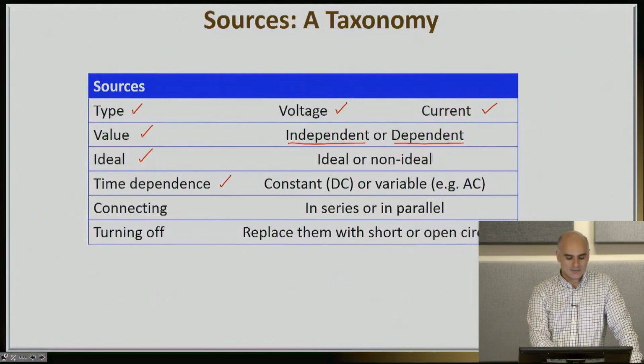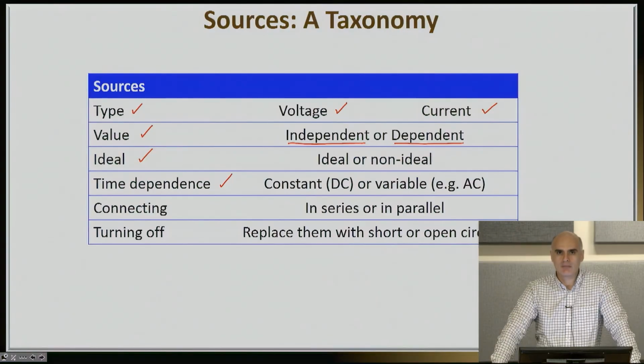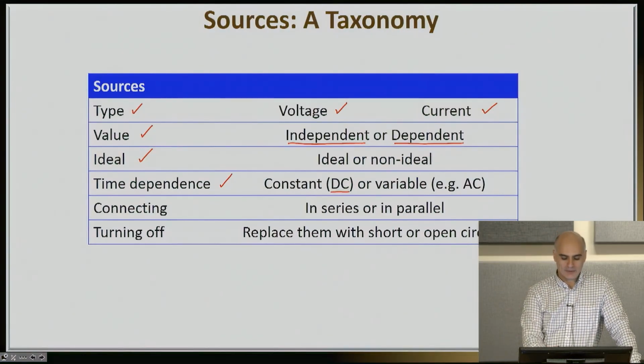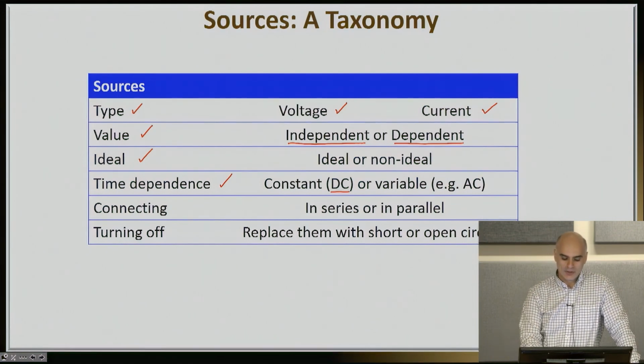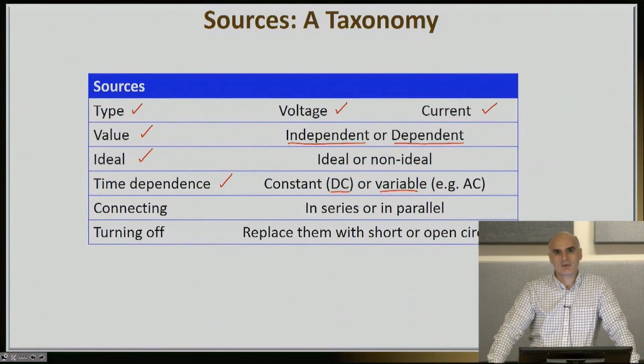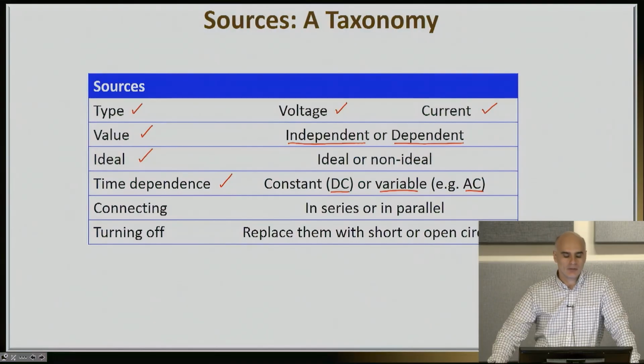Then there is the issue of time dependence. Are we talking about a source that gives us a constant signal? We will call that, for example, a direct current source or a DC source. Are we talking about sources that are variable with time? One particularly important time dependence is a sinusoidal source, or later on in this class, we will be talking about AC, alternating current sources. Then we also have to worry about how we connect sources together.